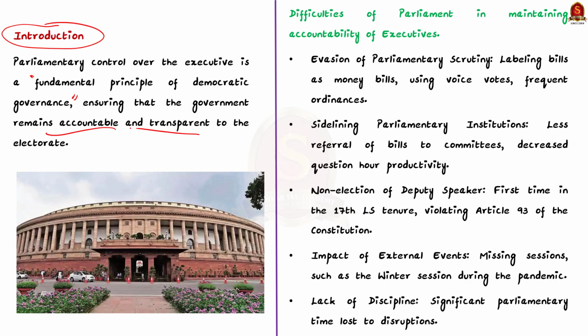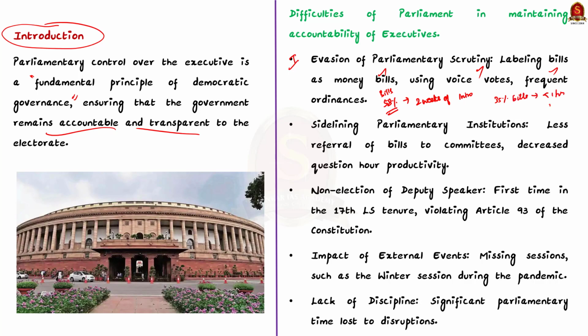Firstly, evasion of parliamentary scrutiny. See, the government is consistently bypassing debates or checks through mechanisms like the money bill, using voice votes for controversial bills, or issuing frequent ordinances. See, during the term of the 17th Lok Sabha, 58% of the bills were passed within 2 weeks of introduction. Notably, the J&K reorganization bill and the women's reservation bill were passed within 2 days of introduction. Moreover, 35% of the bills were passed with less than an hour of discussion in Lok Sabha.